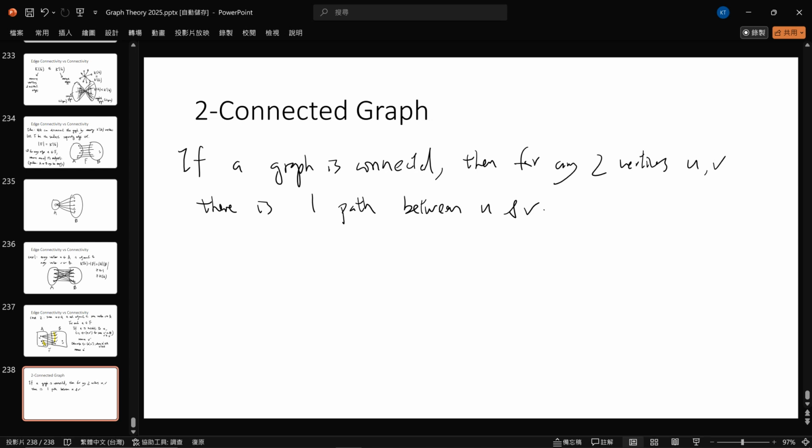Okay. So if a graph is connected, then by definition, for any two vertices, U and V, you can find a path. Right, this is a definition of a connected graph. Okay. So I can replace this with one connected. Okay. So if the graph is one connected, then for any two vertices U and V, there's one path between them.